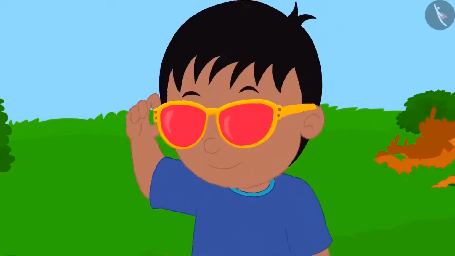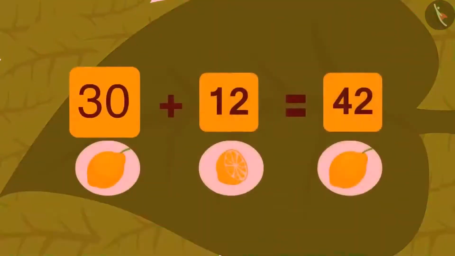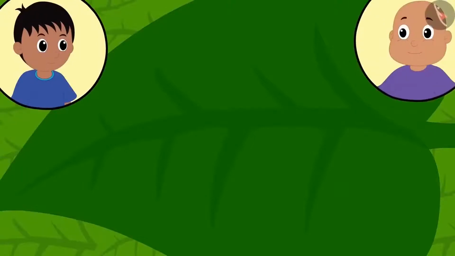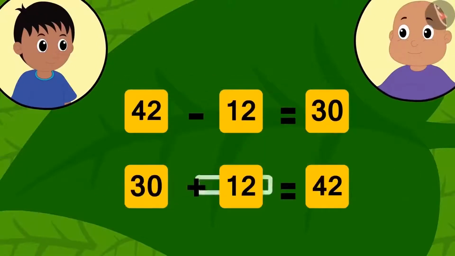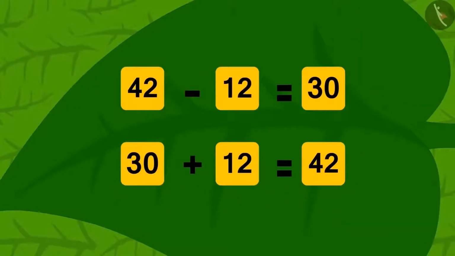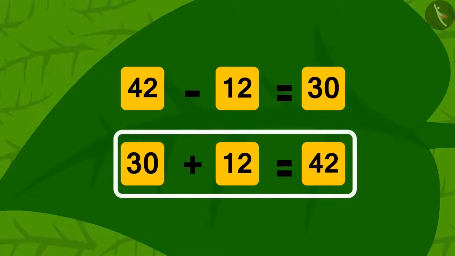Now Raju looked at the stall with his glasses and saw this addition. If you add 12 used lemons to 30 of the remaining lemons, then you will get a total of 42 lemons. Are both equations seen by Raju and Bablu through their glasses correct? Yes, just as we can add numbers in two different ways, we can perform subtraction using addition as we just did.